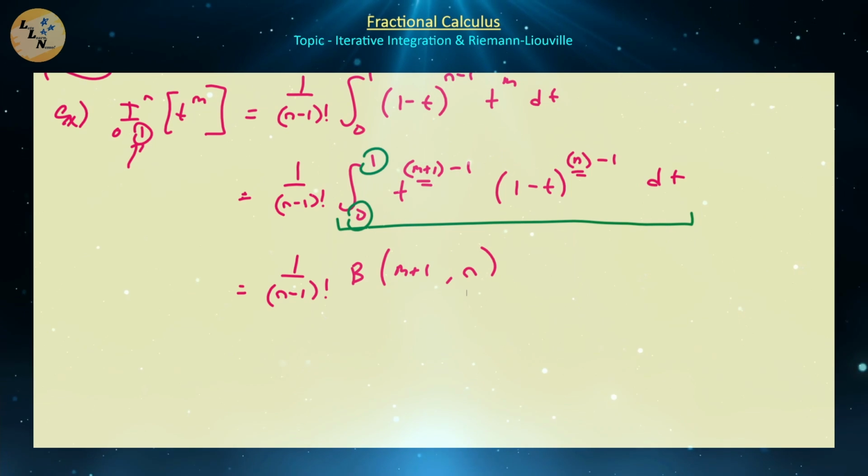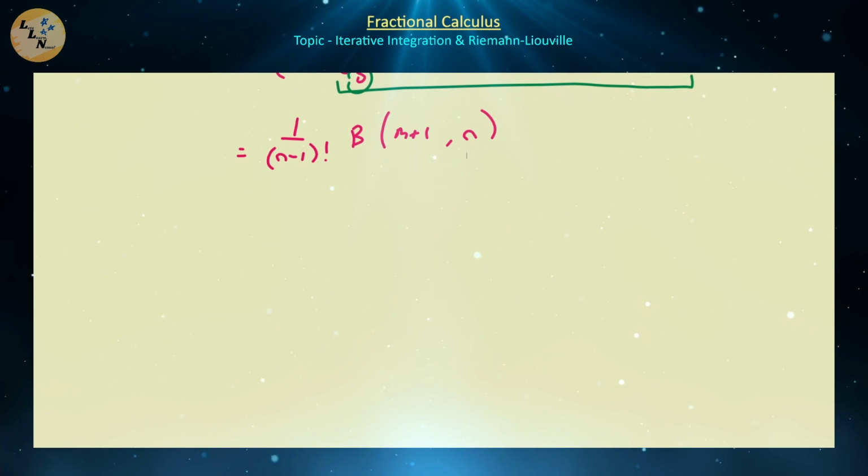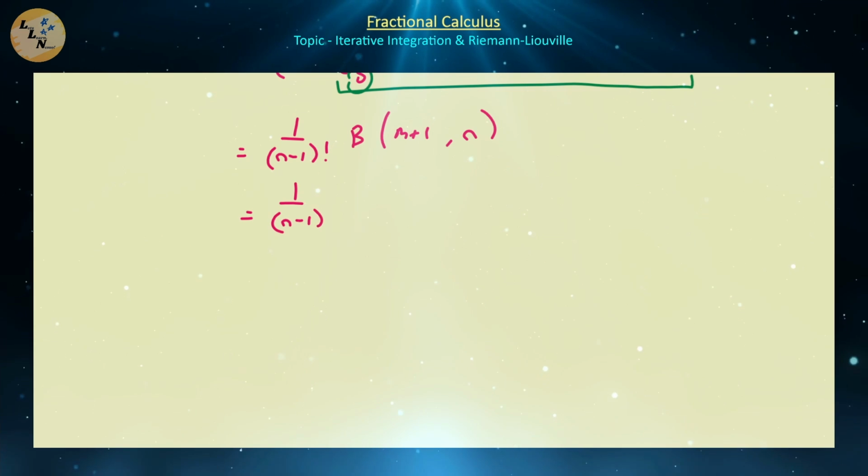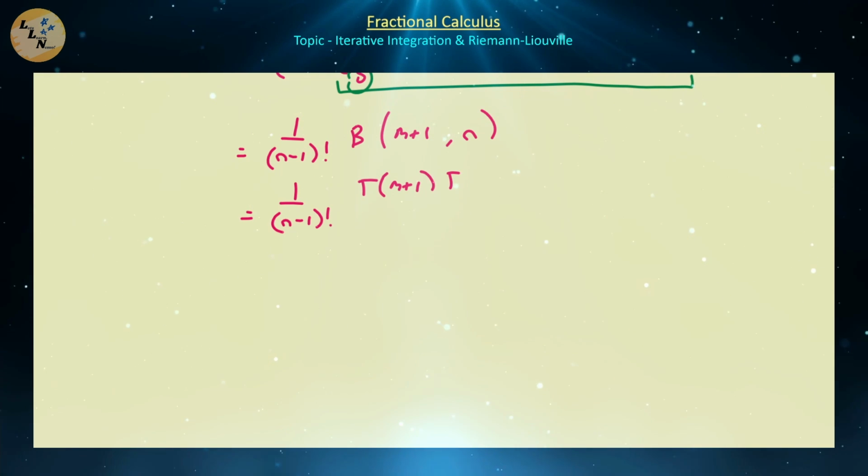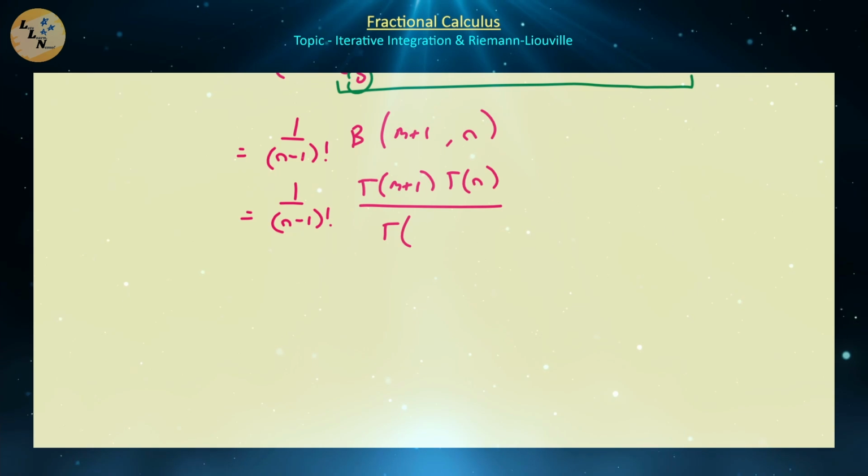And we know a very nice property relating the beta and the gamma function, and that's going to be equal to 1 divided by (n minus 1) factorial times gamma of m plus 1, gamma of n, divided by gamma of the sum of those two things, so m plus n plus 1. So what do we have here?